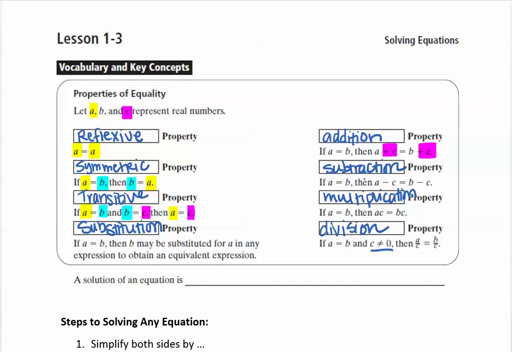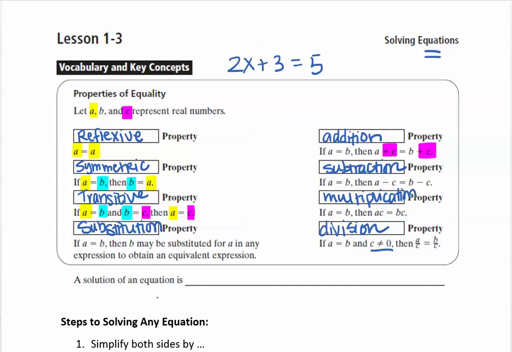Okay. So now we're going to be solving equations. Equations have to have an equal sign. All right? 2x plus 3 is not an equation. That is an expression. You cannot solve it. But as soon as I make this 2x plus 3 is equal to 5, then I can solve it for x. You must have an equal sign for an equation.